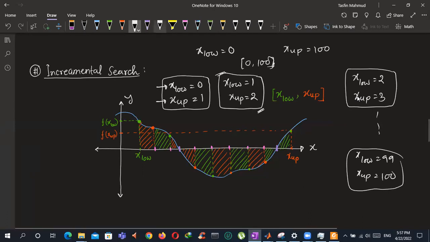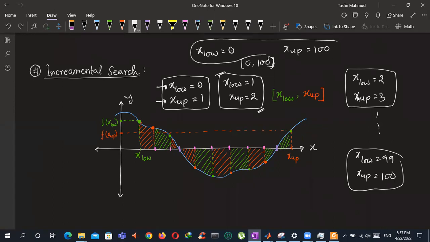You don't have to go beyond that. So let's assume the given range is from 0 to 100. So try to modify the code.